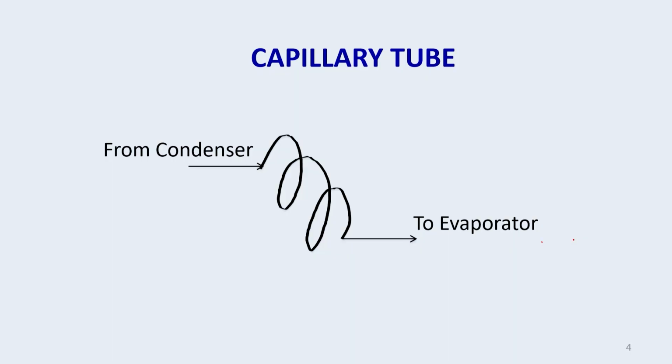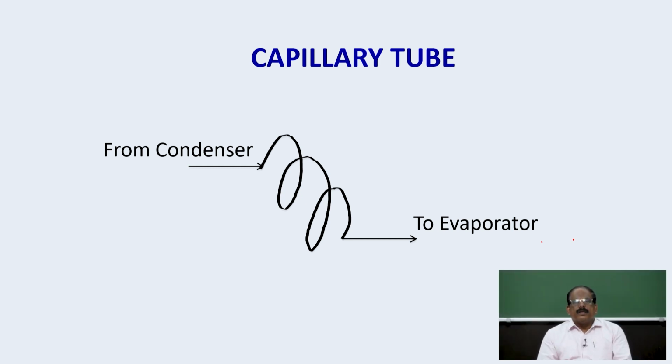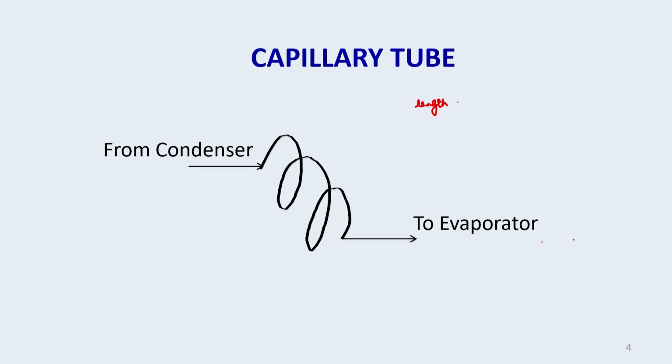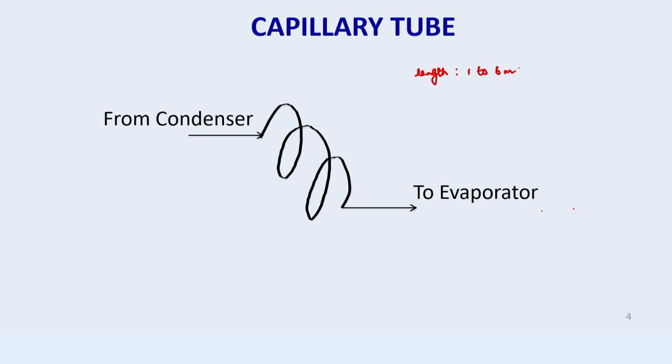This is the simplest form of an expansion device. So it is a tube of length, normally in the range from 1 meter up to 5 or 6 meters. So the tube length is 1 to 6 meter. It has a constant diameter. The diameter is about half a mm, that is 0.5 mm to 3.5 millimeter.